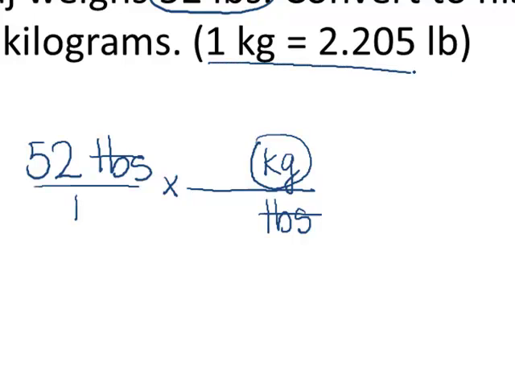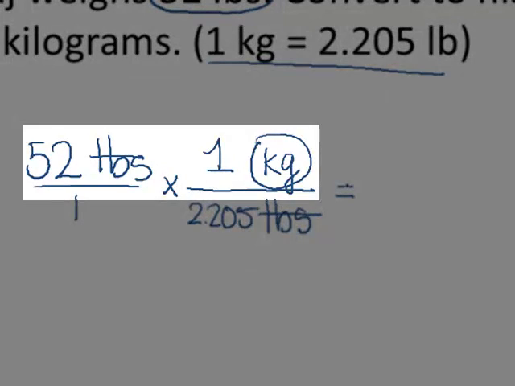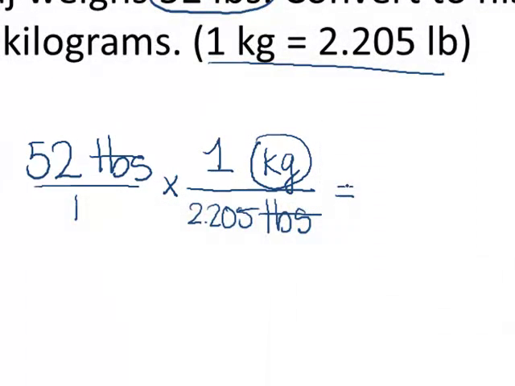According to this conversion factor, there's 1 kilogram in 2.205 pounds. So I find kilograms and I write a 1 next to it. Then I find pounds and I write 2.205 next to it. Now, to do the math, I multiply across the top and I divide across the bottom. I take 52 times 1 divided by 2.205. And of course, you can leave out the 1 if you want because it won't change your calculation.